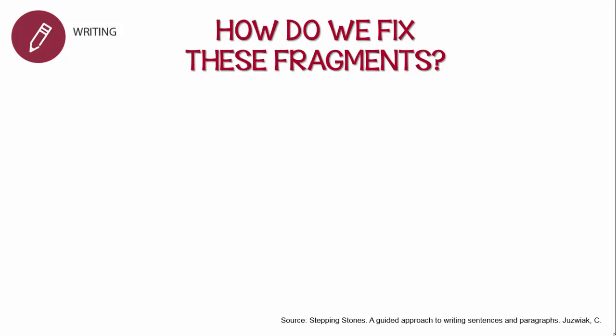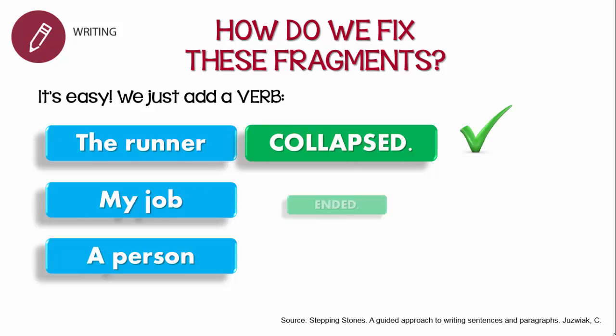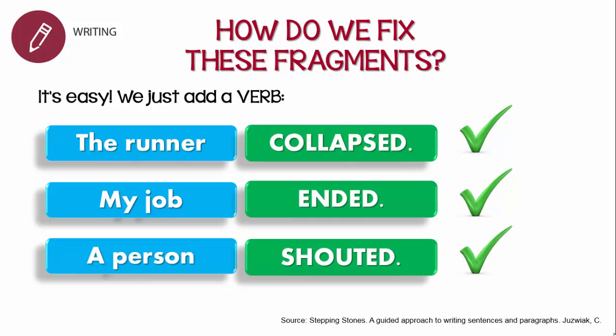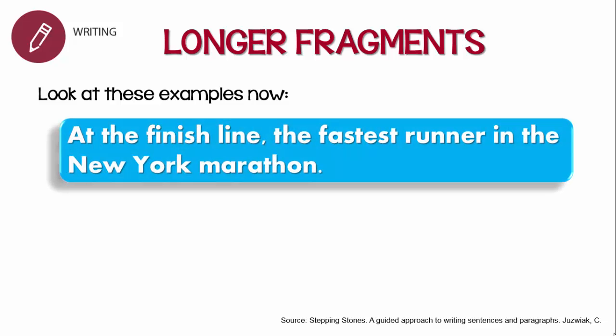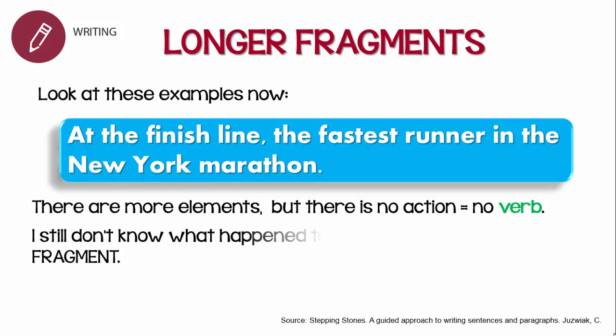How do we fix these fragments? It's easy, we just add a verb. The runner collapsed. My job ended. A person shouted. Longer fragments. Let's take a look at this other example now. At the finish line, the fastest runner in the New York Marathon. There are more elements here, but there is no action, there's no verb. I still don't know what happened to the runner. So this is also a fragment.